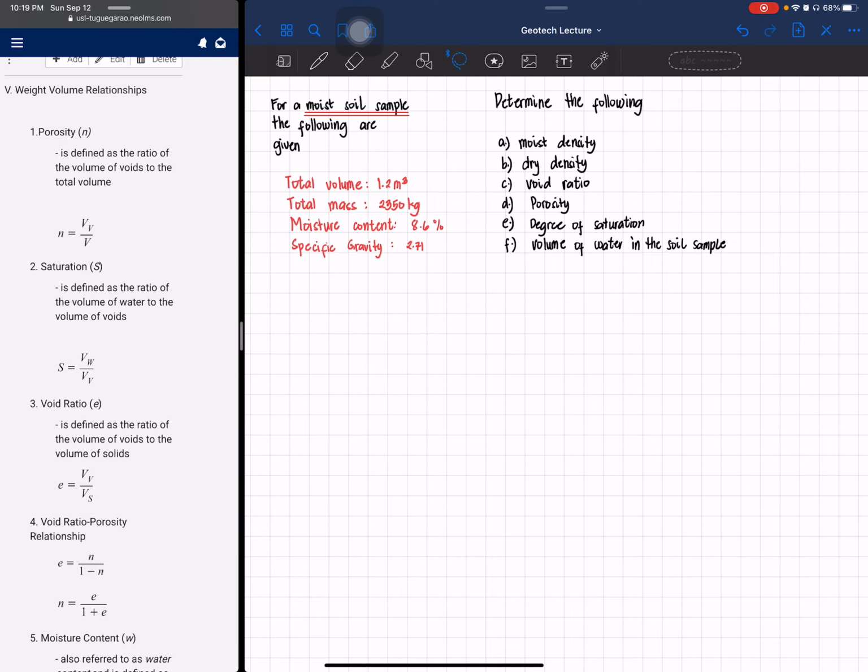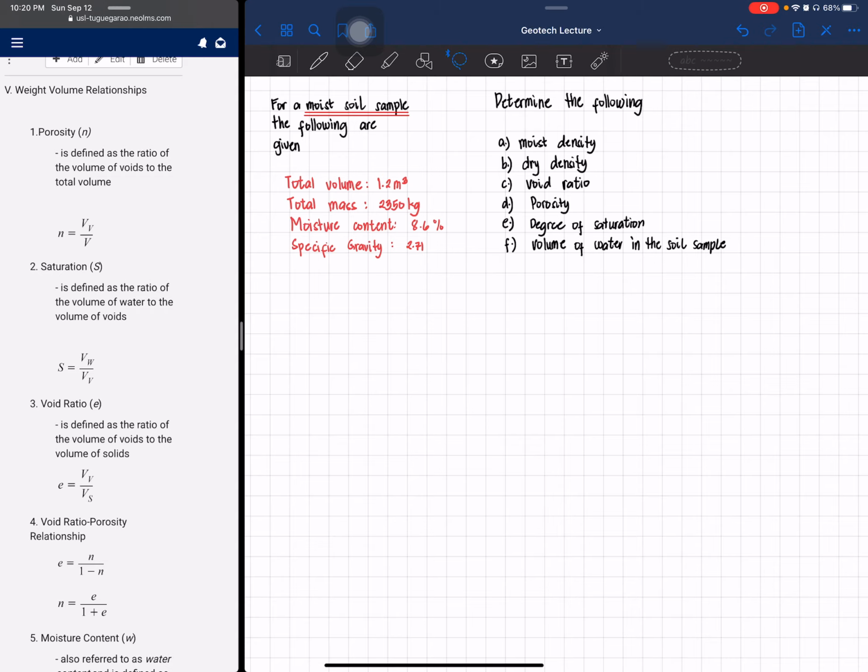The total volume is 1.2 cubic meters. Then total mass is 2,350 kilograms. The moisture content is 8.6 percent, and the specific gravity is 2.71. So we have to determine the moist density, dry density, void ratio, porosity, degree of saturation, and the volume of water in the sample. So how are we going to do this?